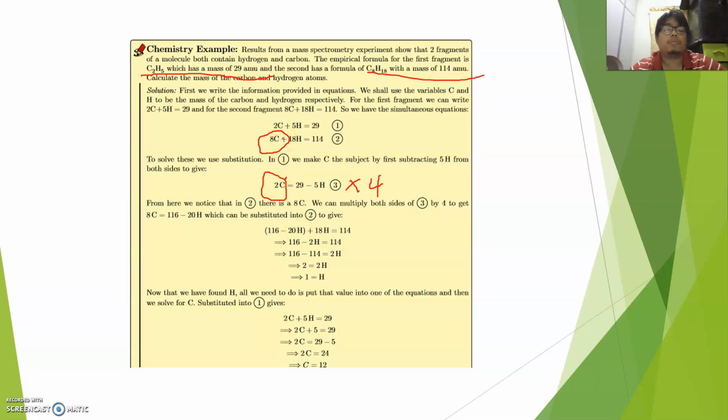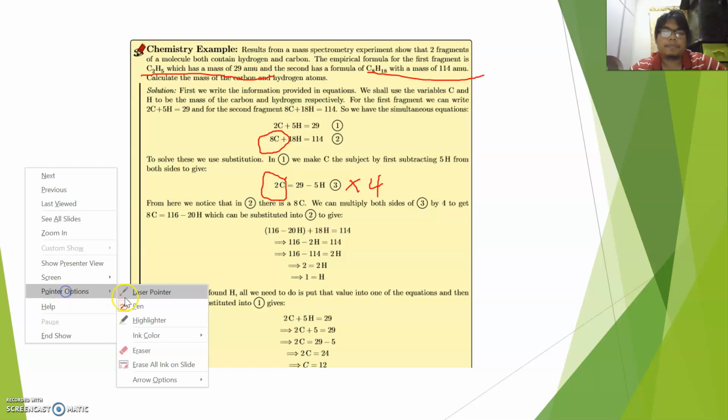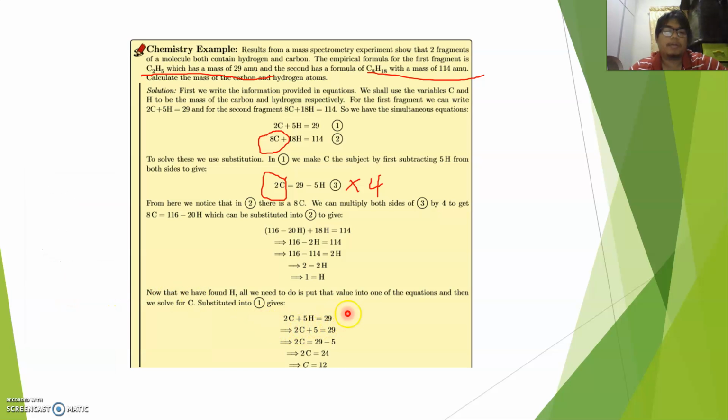What we need to do now is find the value of C. We can substitute H equal to 1 into any equation that we like. For example, here I like equation 1 because it's simple to me. So I have 2C plus 5H equal to 29. Since H equal to 1, we substitute it, so we have 2C plus 5 times 1, which is 5, equal to 29. We rearrange and simplify it, so we have 2C equal to 24 and then C equal to 12.